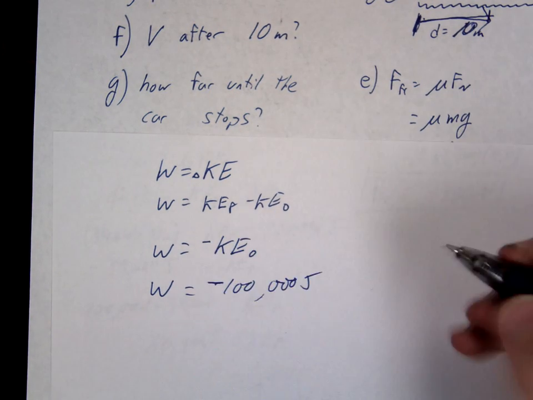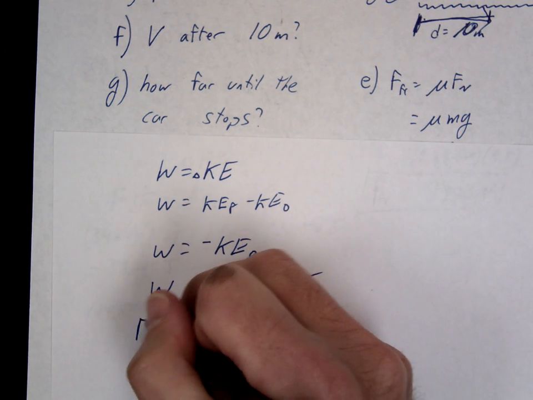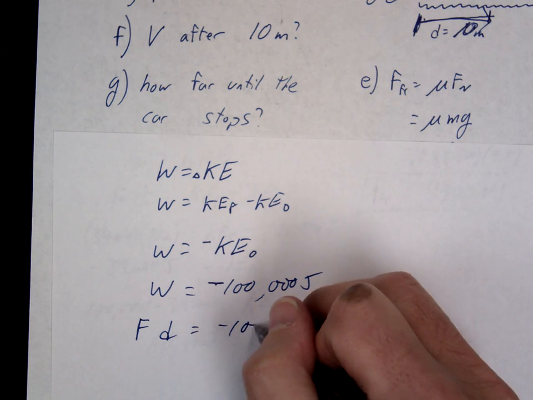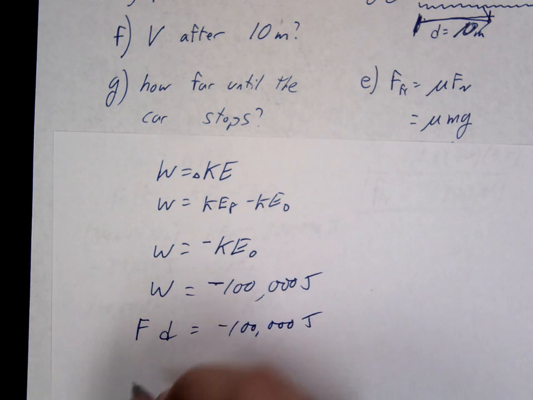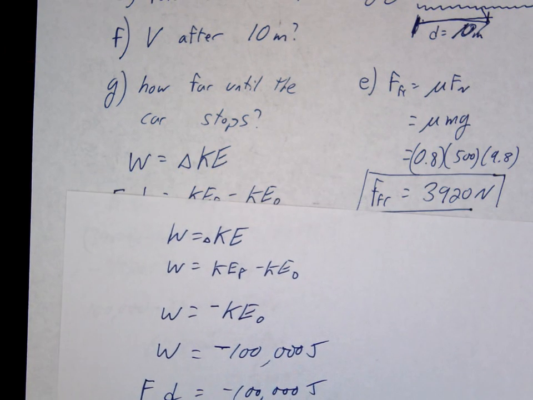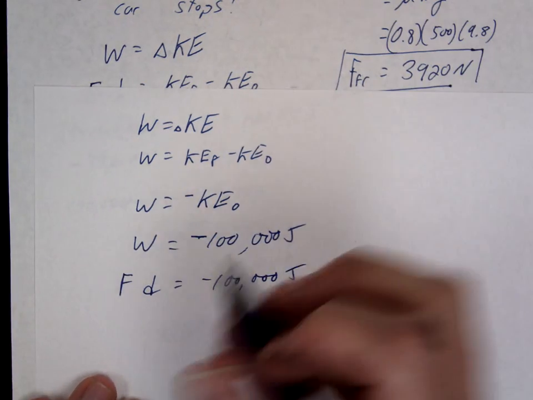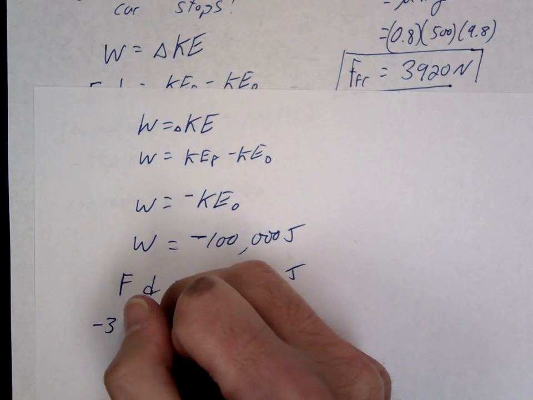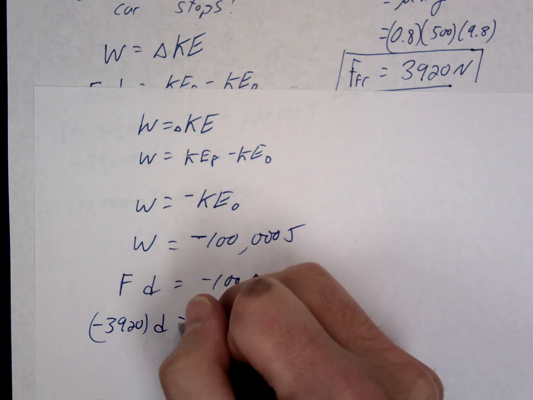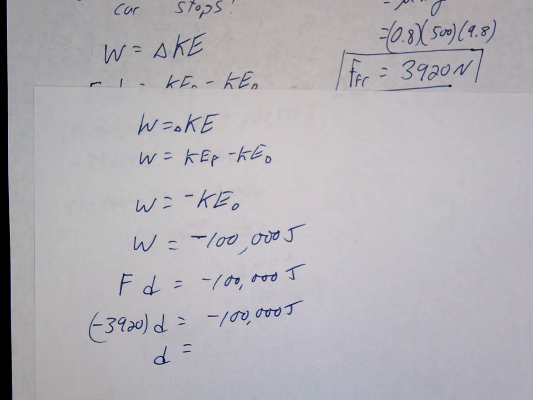Okay, and so this one, they actually didn't ask you for the work. What did they ask you for? How far until it stops. So you'll just go force times distance equals negative 100,000. The force we calculated earlier, that was what? 3920. And again, since it's opposite, you can think of it as a negative force. 3920 times D equals negative 100,000. So how far did it travel? 25.5.